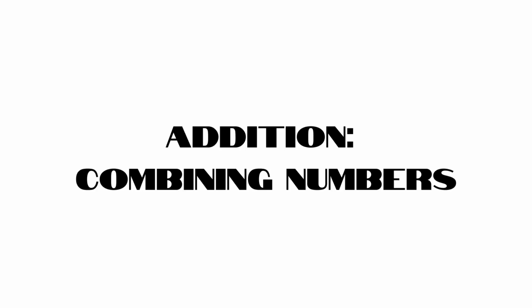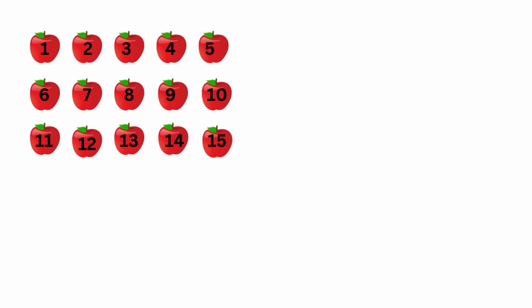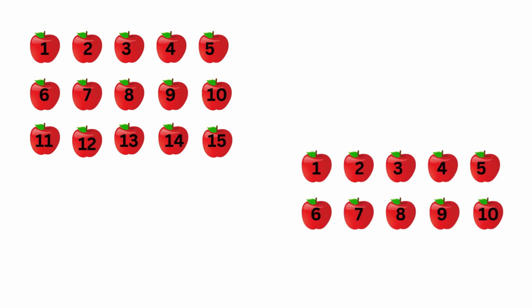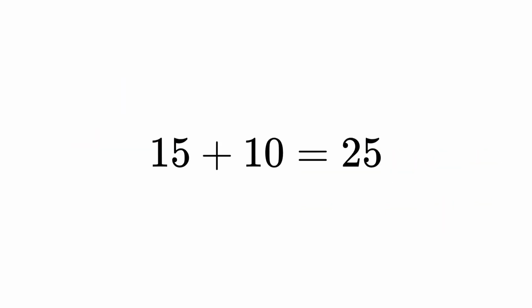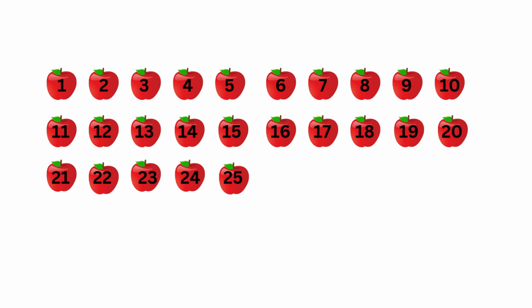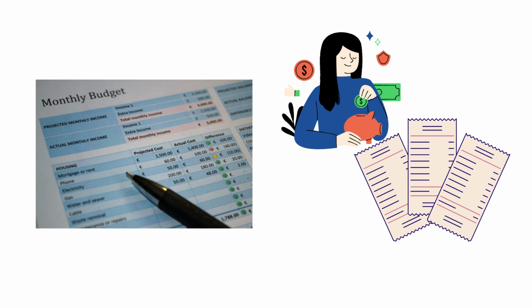First, let's look at adding whole numbers. Imagine you have 15 apples and you're given 10 more. How many apples do you have? You now have 25 apples. Addition combines quantities to give you the total amount. Think of budgeting. Every time you add up your savings or calculate your grocery total, you're using addition.